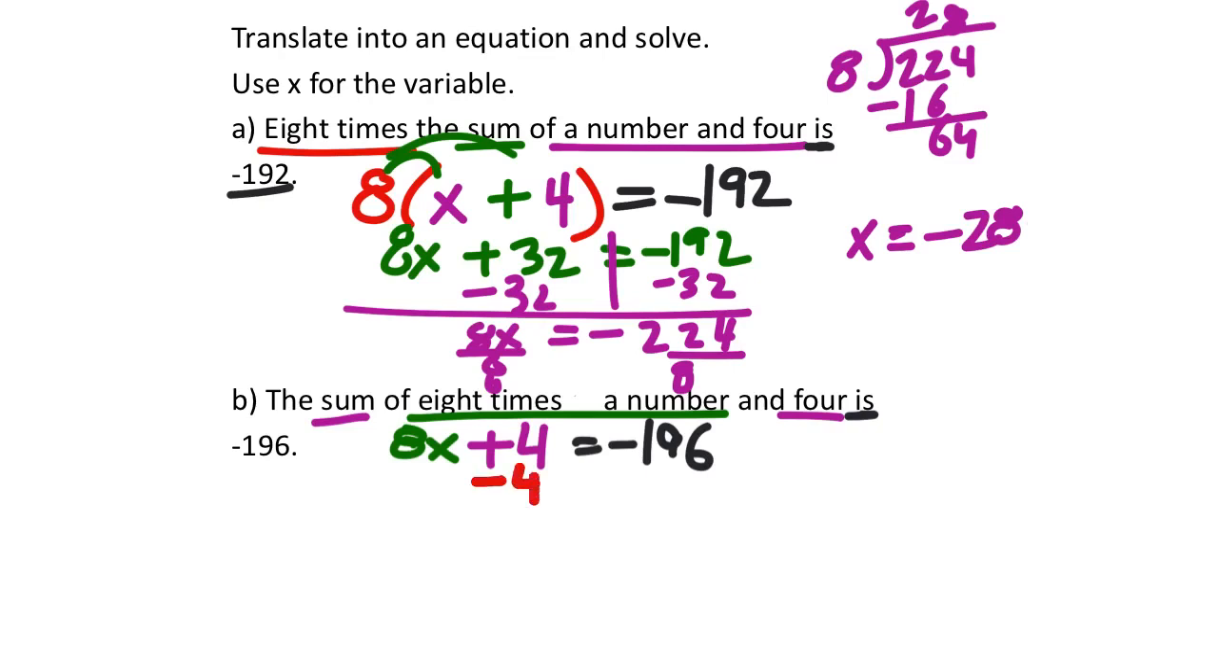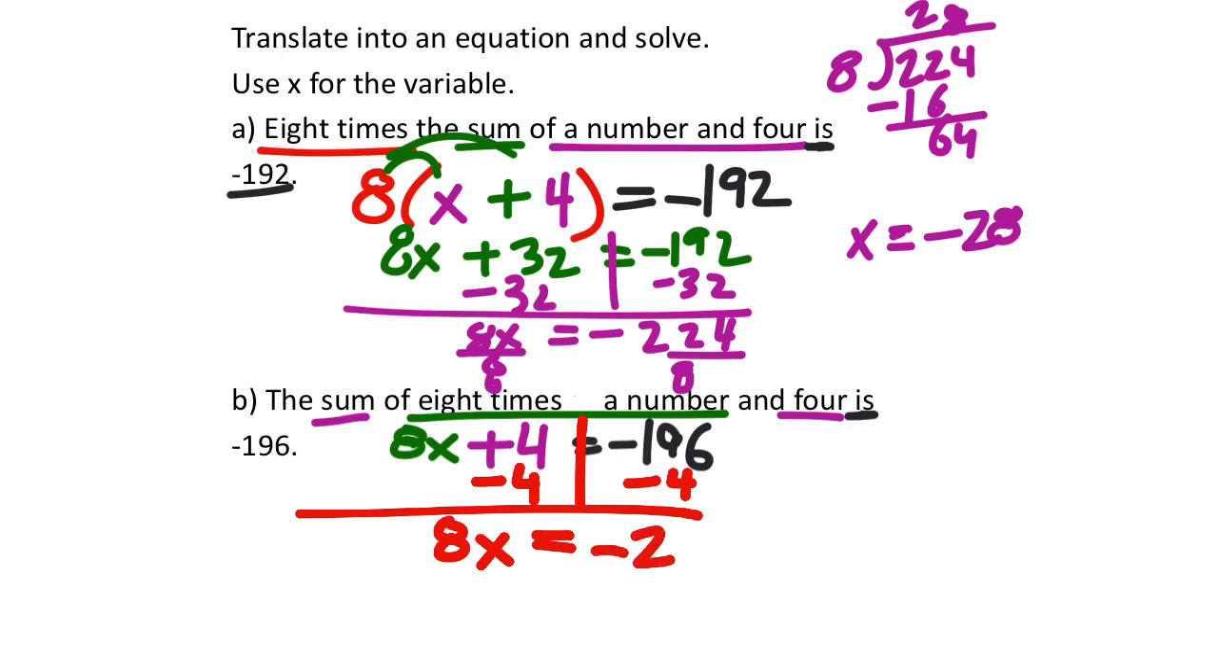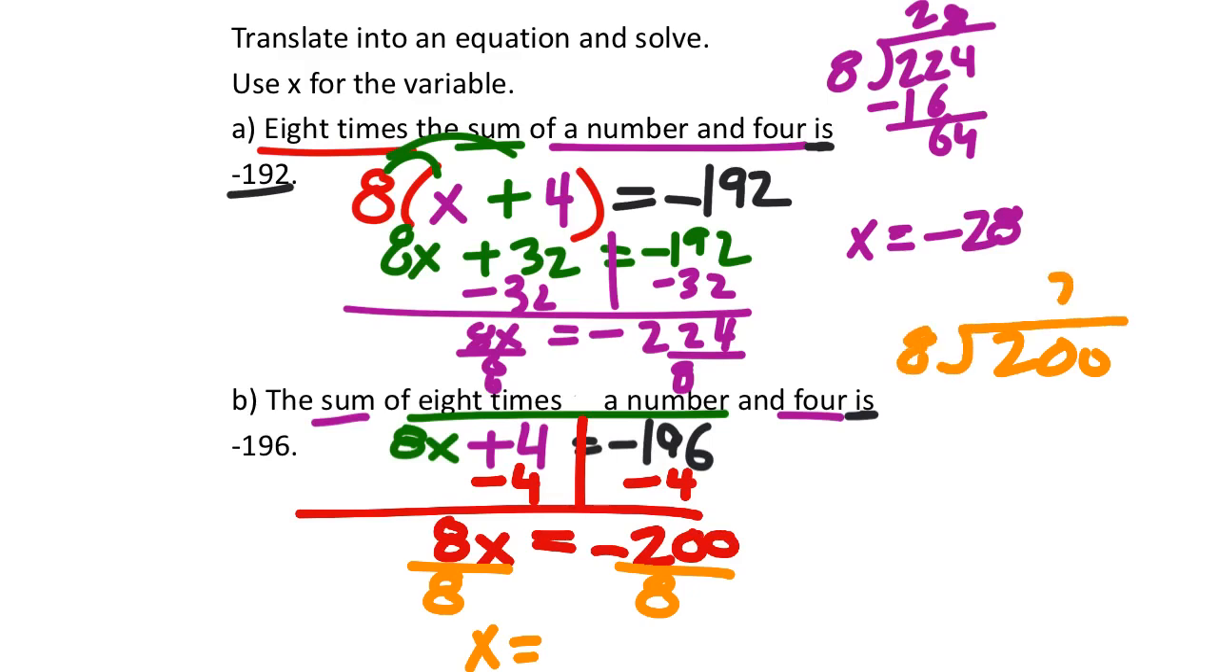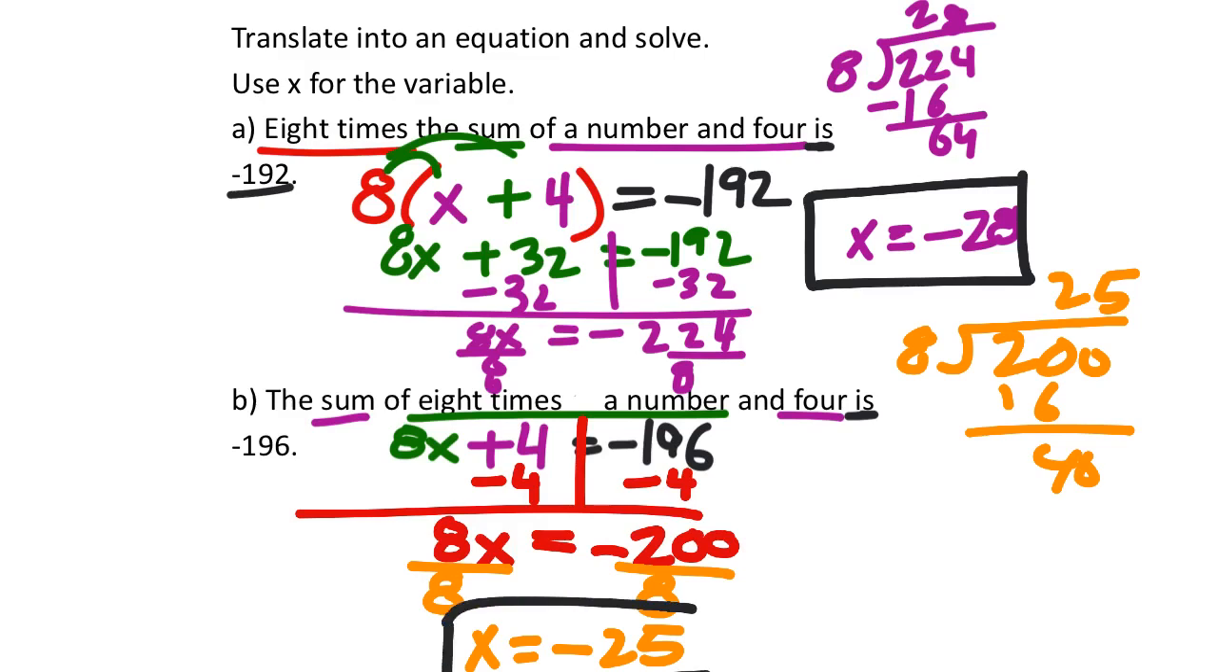So I need to zero out that plus 4. So subtract 4 from both sides. That goes into that evenly, but we'll find out. And then what do we got? We got to make that a 1x, so we'll divide both sides by 8. Yeah, it's not going to go into that evenly. Let's see. 200 divided by 8. That's 2, 16, 40. Oh, it does. I'm sorry. That's a negative 25. And again, don't forget that negative on the answer. But that would be the answer to part A, answer to part B.